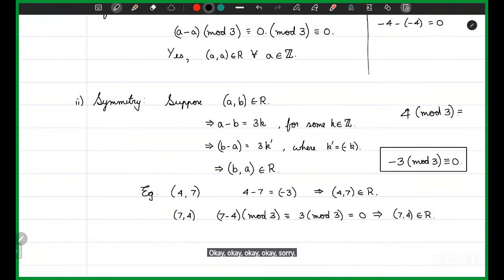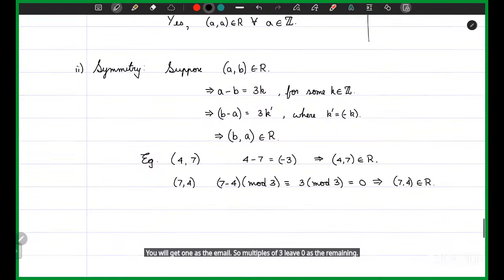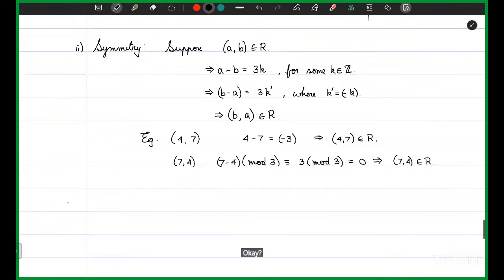Yes, 4 mod 3 is 1, because when you divide 4 by 3, you will get 1 as the remainder. So multiples of 3 leave 0 as the remainder. Okay, so that's about symmetry.